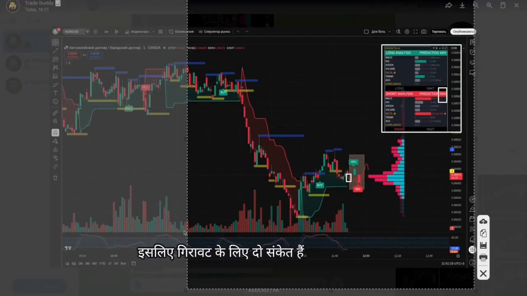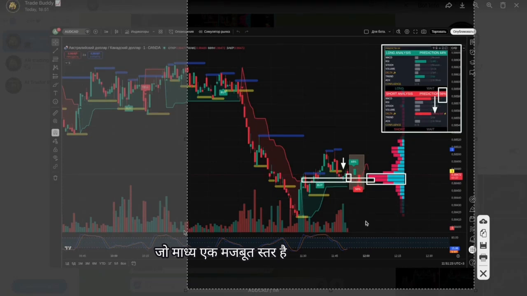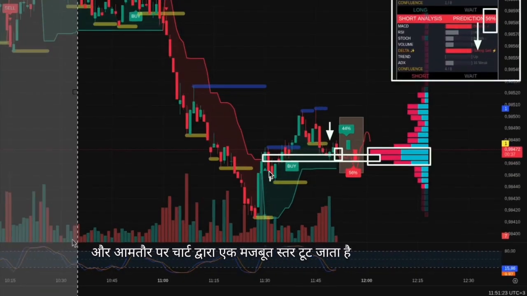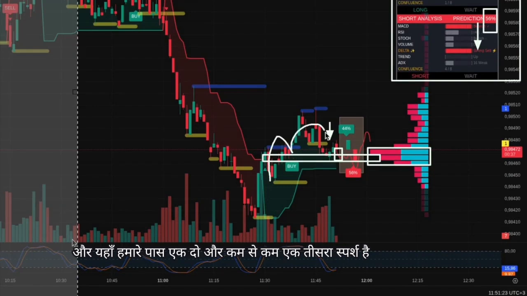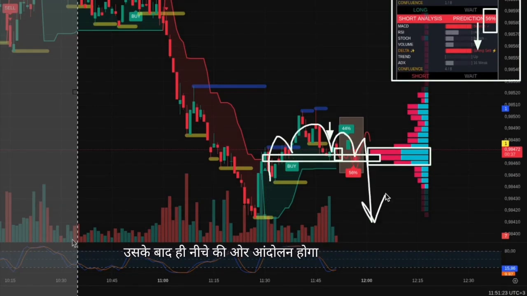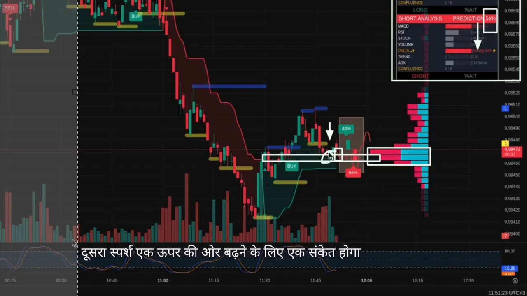So there are 2 signals for a decline, but we also have 3 more. Right here. A white histogram means there is a level, which means there is a strong level, and usually a strong level is broken by the chart. That happens when we have more than 3 touches, and here we have 1, 2, and at least a 3rd touch. Only after that will there be a downward movement, meaning that right now the 2nd touch will be a signal for an upward move.